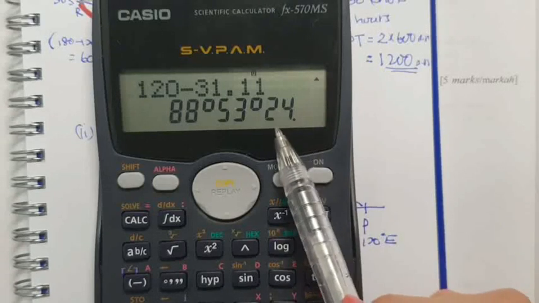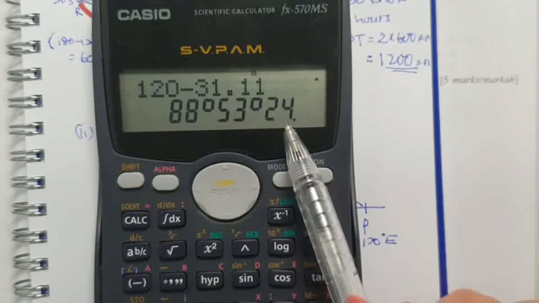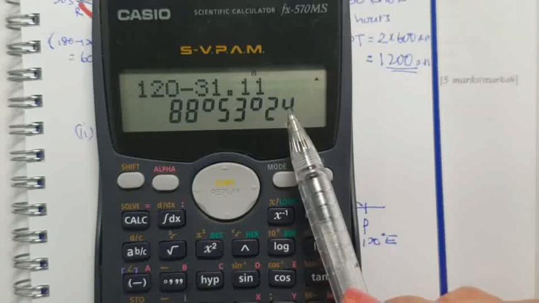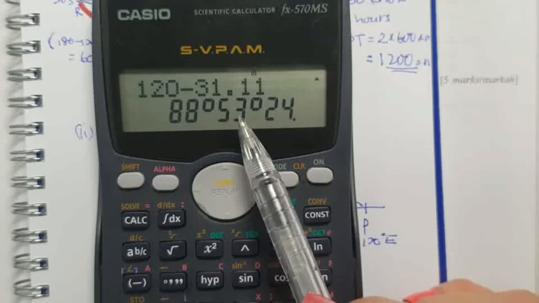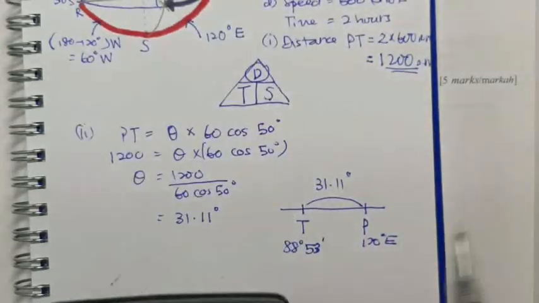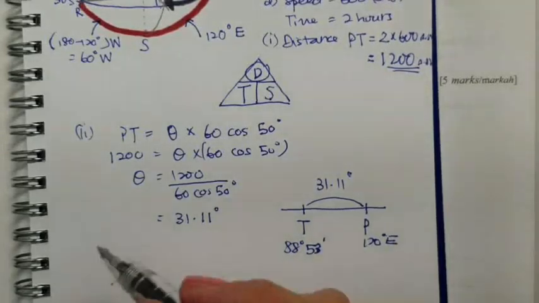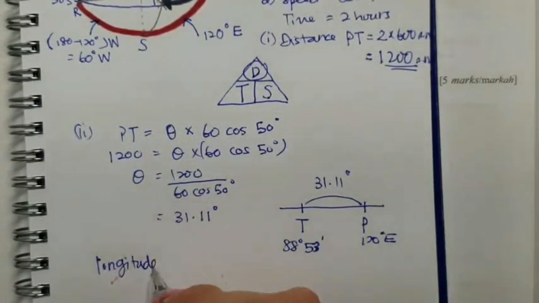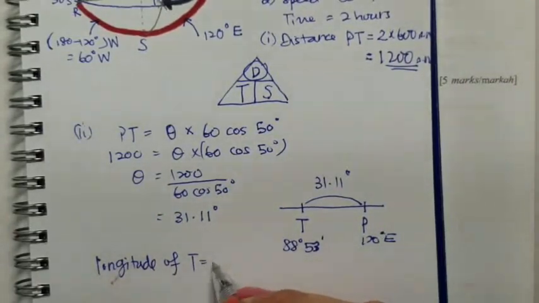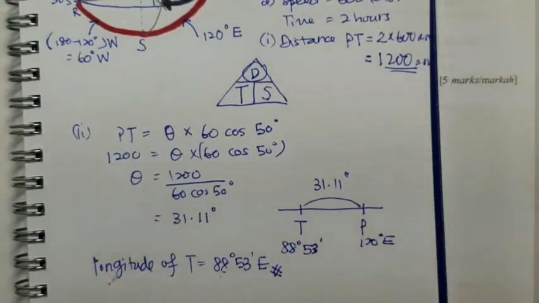Now this one, if it is more than 30, then you carry forward, because every minute is 60 seconds. So as long as you have more than half of that, then you carry forward. But this one is less than 30, so it will be just 53 minutes. So you will have 88 degree, 53 minutes. Therefore, the longitude, let's answer the question. Longitude of T, it will be 88 degree 53 minute east. That's it.